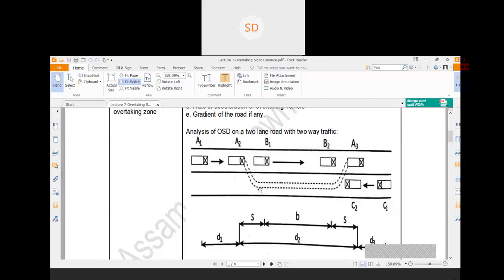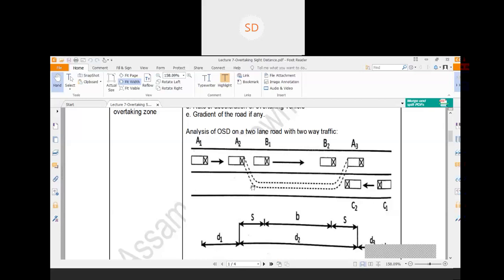After that, what will we do? We will look in the adjacent lane to see whether any opposite moving vehicle is coming or not. If your lane is free, in that case, you will accelerate your vehicle, change the lane, and after the overtaking operation has been conducted, you will move back to your original lane.